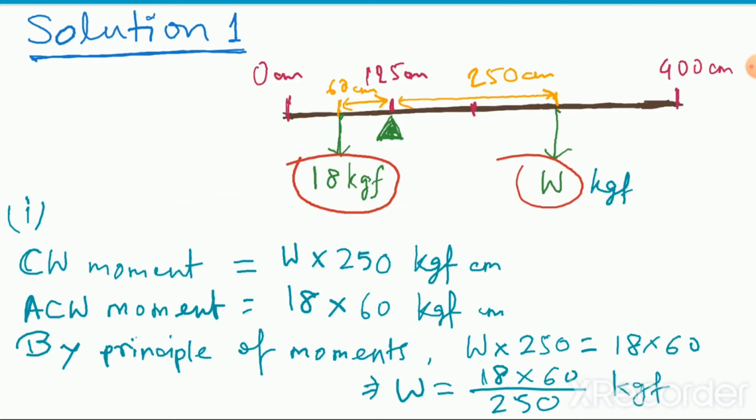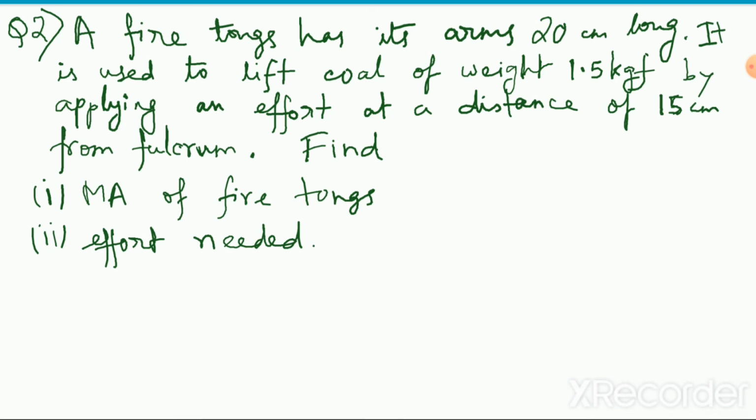Okay, so what does question number 2 say? A fire tongue has its arm 20 centimeters long. So first of all, I want to say what a fire tongue is. I think all of you have seen the device which is used to give sweets in the restaurants or in the sweet shops.